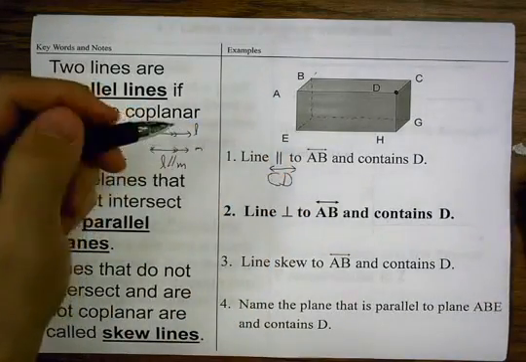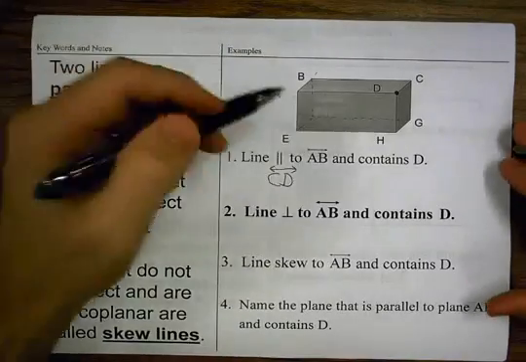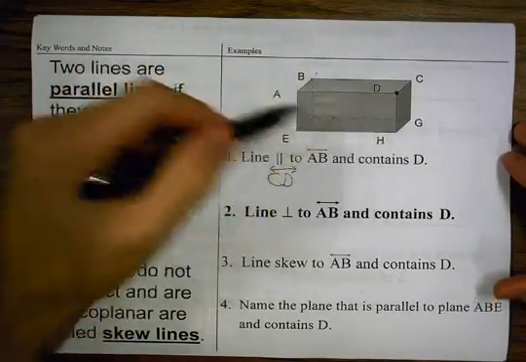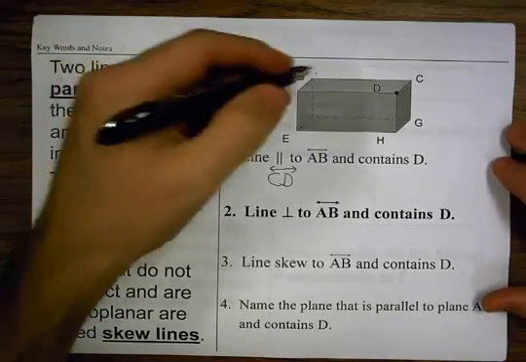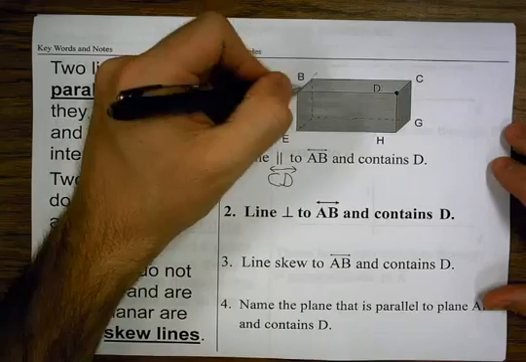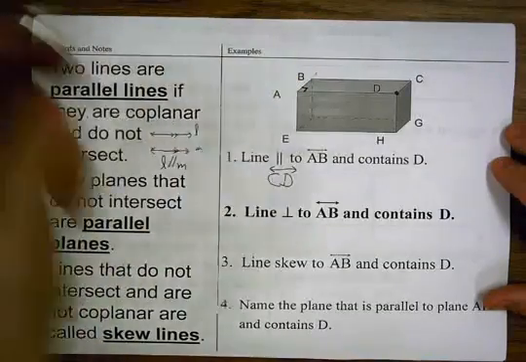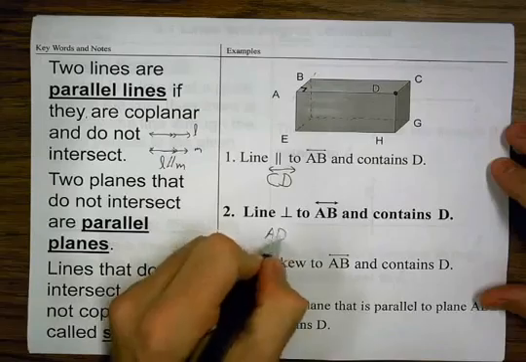The next one, I'm looking for a line perpendicular to AB that contains D. Now, I didn't quite mention this, but we're going to assume all intersections in this diagram are right angles. So I'm looking for a line that intersects AB and is on the same plane. If we look here, we get a right angle at point A, so I'm going to call that AD.